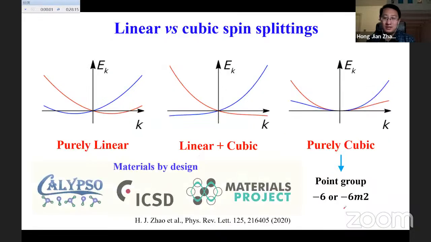After finding that, we provide a sketch of the energy dispersion with respect to k. So this is the purely linear spin splitting, and this is the purely cubic spin splitting. You can see the difference between the two here and here. And we predict by symmetry analysis that point group -6 and point group -6m2 can host purely cubic spin splitting. Our next step is to find some materials, not only to verify our theory, but also to provide some guidance to experimental scientists.